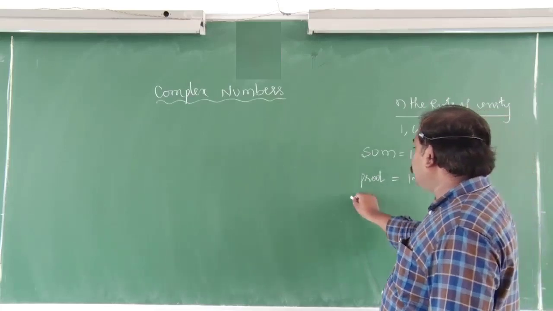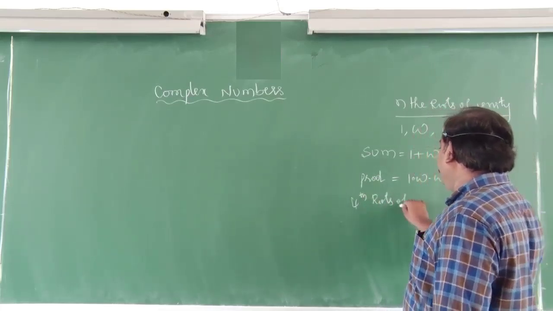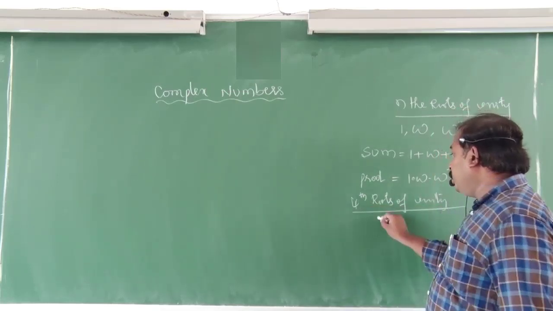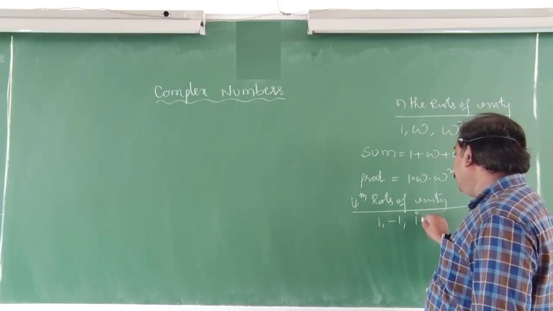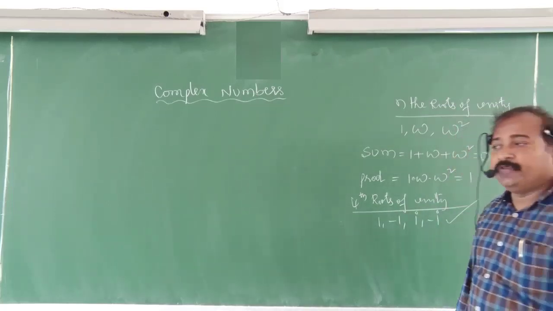Now, fourth roots of unity. What are the fourth roots of unity? If you observe, the fourth roots of unity are 1, minus 1, i, minus i. These are known as the fourth roots of unity.